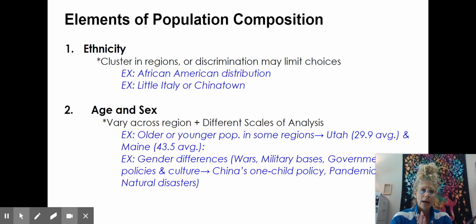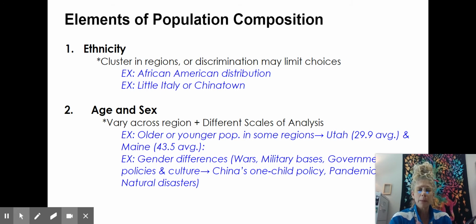Just know that you can have different patterns in specific parts of a country. Some examples that I listed there are African American distribution can be clustered in areas like enclaves in certain neighborhoods. And we see these patterns all the time, even on a local level. Another example is when you have big cities, you often see places like Little Italy and Chinatown.